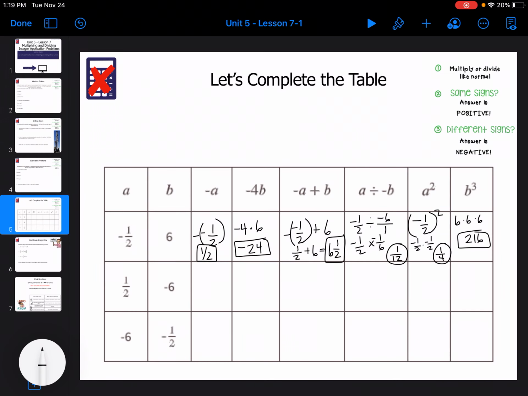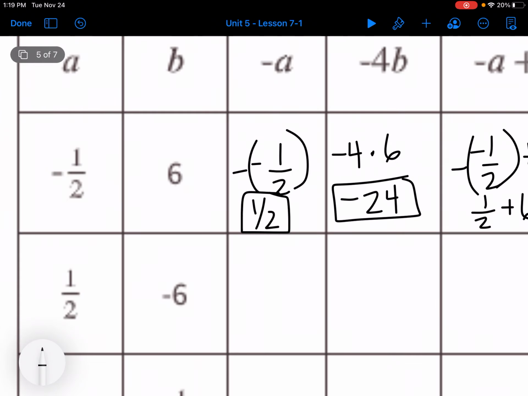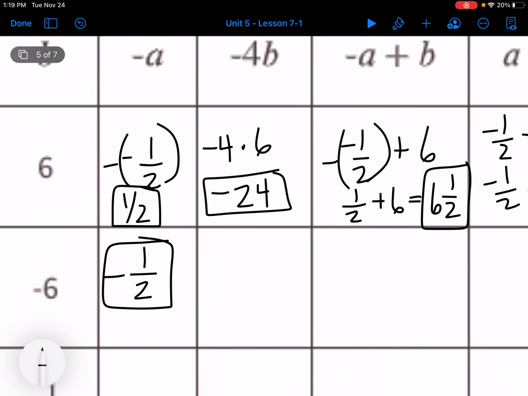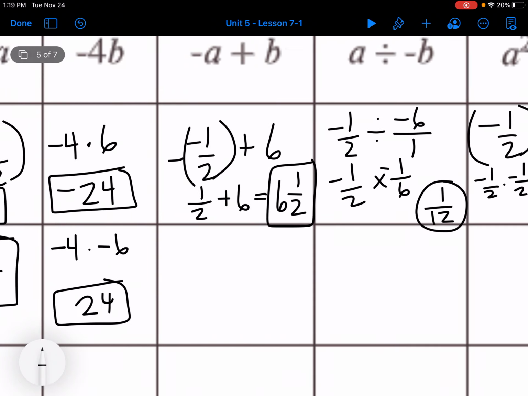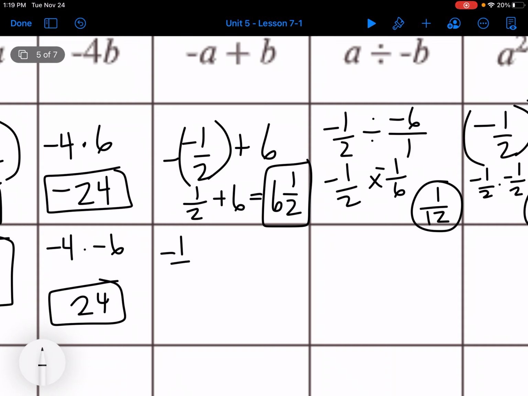All right, so now we're going to do it all again, but we're going to use the new values. We have a negative times 1/2, so it's going to give me a negative 1/2. A negative 4 times a negative 6 is going to give me a positive 24. A negative 1/2 plus a negative 6 is going to give me a negative 6 1/2.